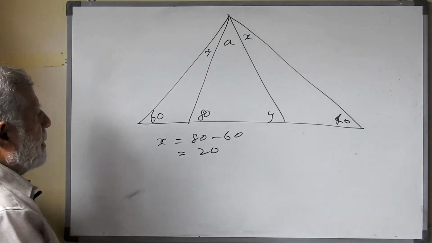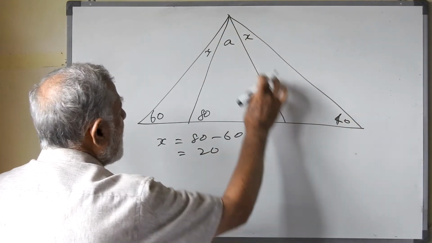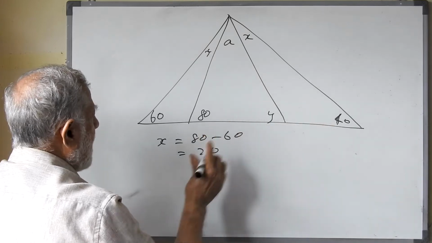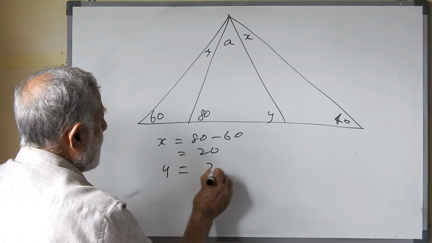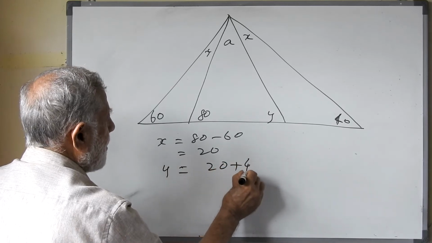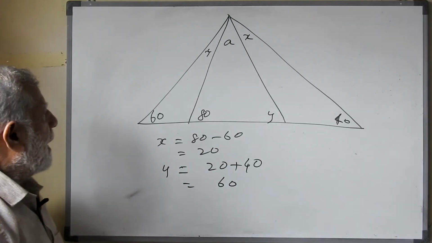Now look at this y. Y is also the exterior angle of this triangle. Look, it's coming like this. So y is equal to, now we know that x is 20, plus 40. That is equal to 60 degrees. So we have found x and y.